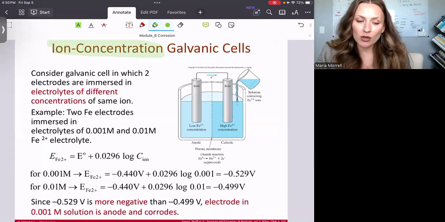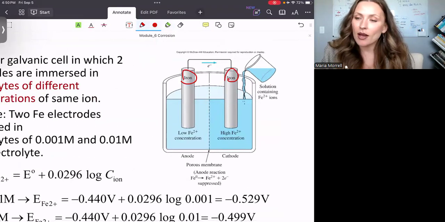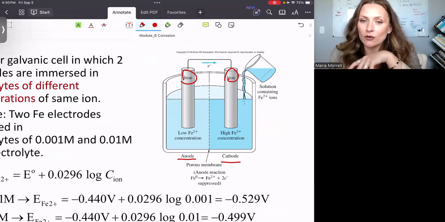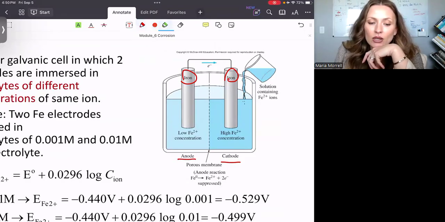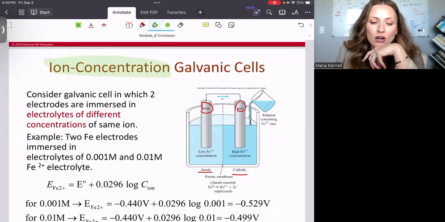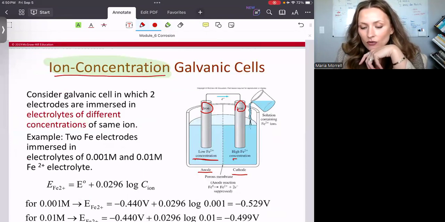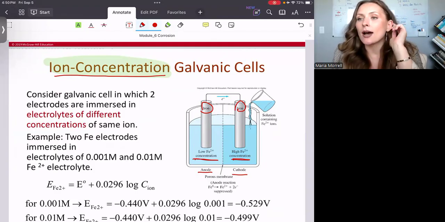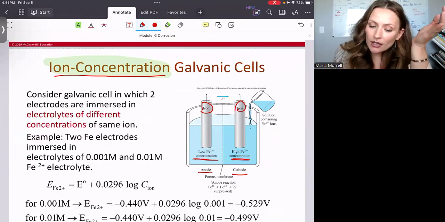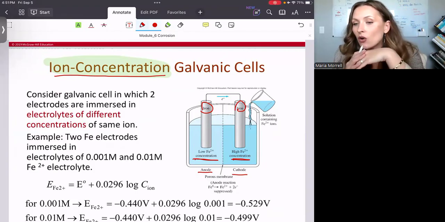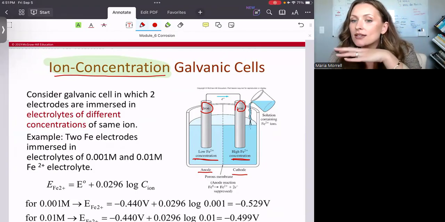I want to give you an example where you do pair iron and iron, but somehow you still will have one as an anode and another one as a cathode. There are multiple examples like that, but we will start with the first example. It comes down to ion concentration, by which I mean the concentration of your iron 2 plus. Envision that on the left hand side I have a low concentration of iron 2 plus, and on the right hand side I actually added more.